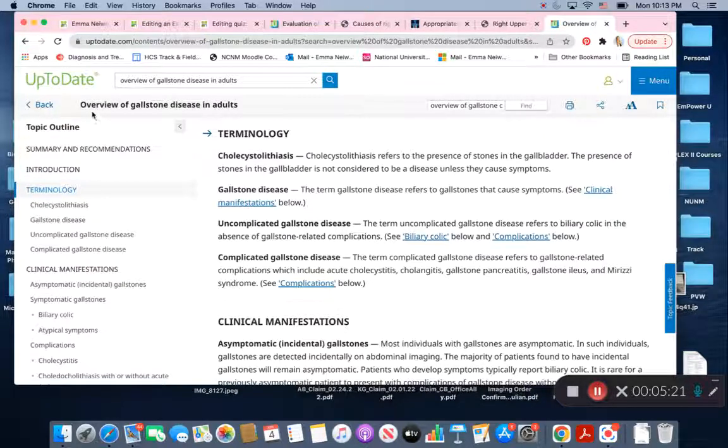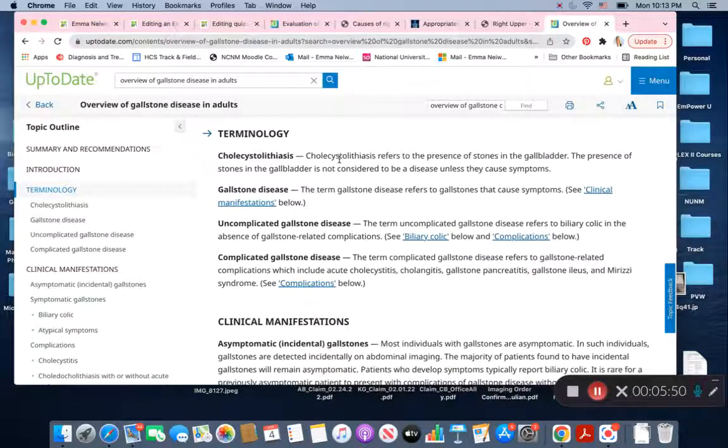That's when this UpToDate article, an overview of gallstone disease in adults, becomes really handy, because there's a terminology section that lists out different things for us to consider. First, we have cholelithiasis. Cholelithiasis refers to the presence of gallstones in the gallbladder, but the incidental finding of stones on imaging is not considered disease unless they are symptomatic.